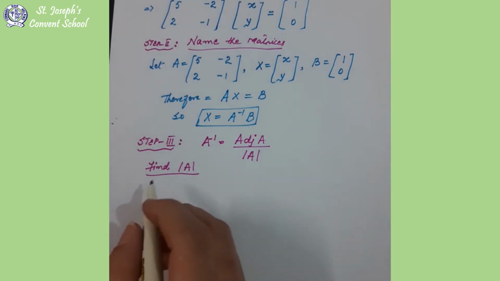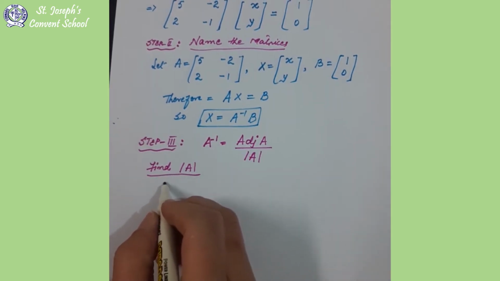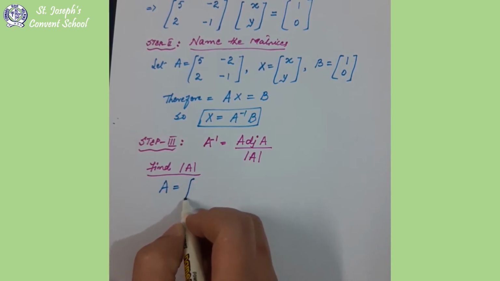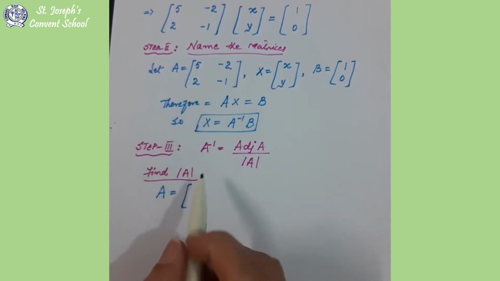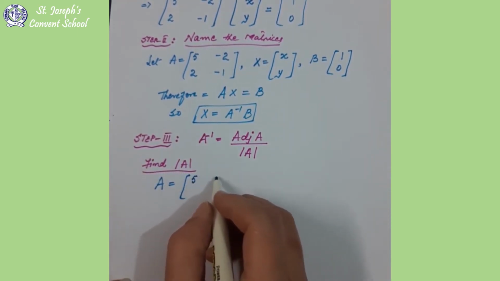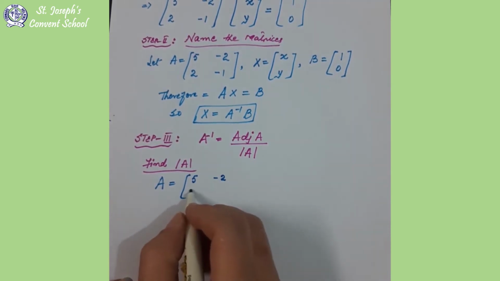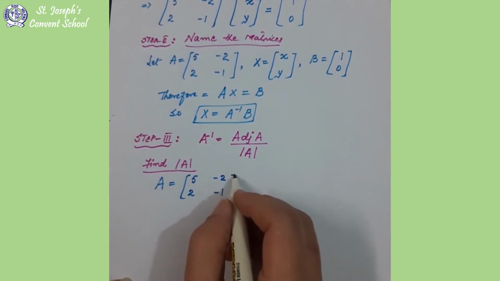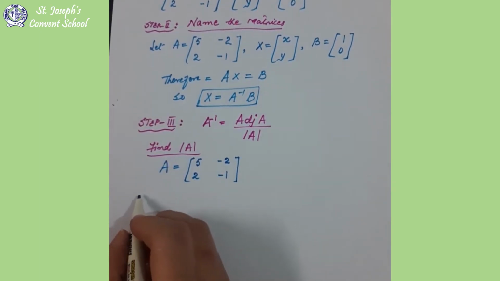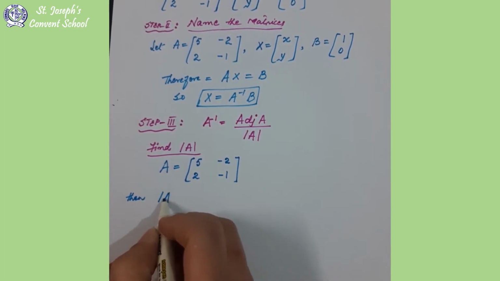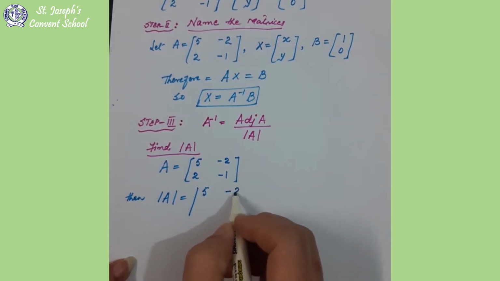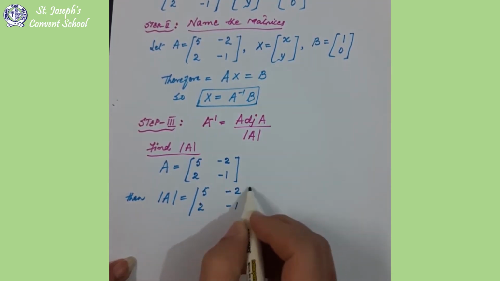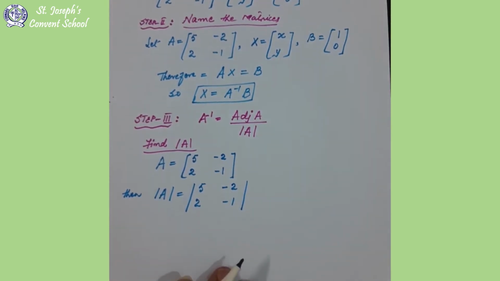Okay, let's find the determinant of A. So matrix A is this matrix, 5, minus 2, 2 and minus 1. So let's write the matrix 5, minus 2, 2 and minus 1. Change it into determinant form. Then determinant of A is 5, minus 2, 2 and minus 1. This is the determinant. Now find the determinant.